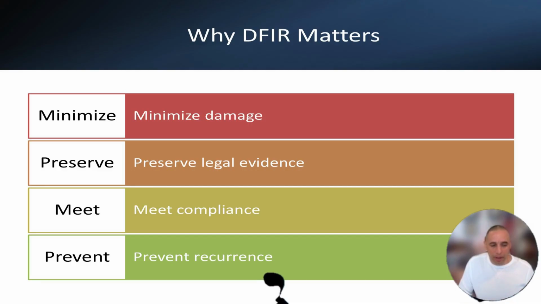Prevent recurrence. After containment and recovery, DFIR plays a critical role in root cause analysis. Teams determine how the attacker got in, what vulnerabilities were exploited, what misconfigurations or weaknesses enabled the attack, and what changes are needed to prevent it from happening again. This leads to security hardening, improved controls, better monitoring, and updated response plans. Prevention is where DFIR creates long-term value, transforming incidents into opportunities for resilience.